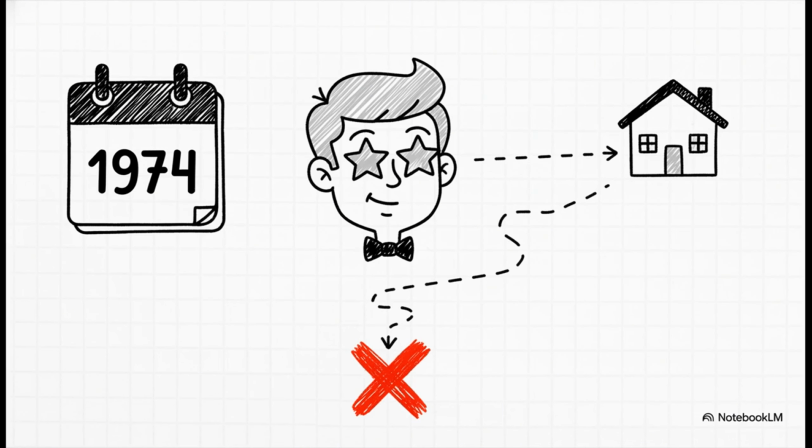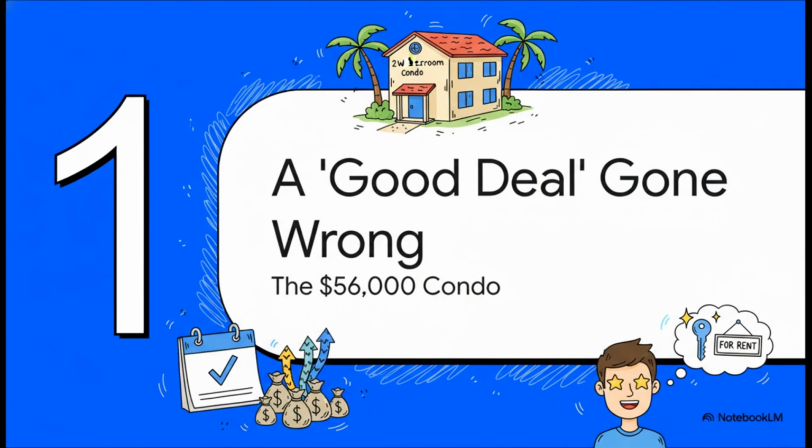To really get this, we're going to look at a story from our source material. It takes us all the way back to 1974, where a young investor was about to learn a lesson that would eventually make him millions. But yeah, it all started with a pretty huge mistake, a decision he made based completely on what he saw with his eyes.